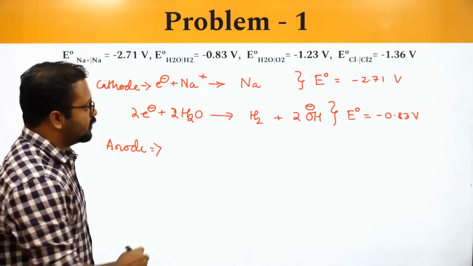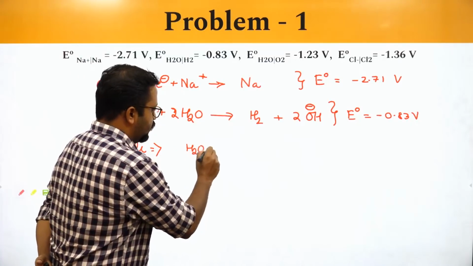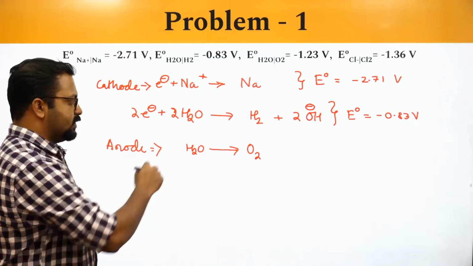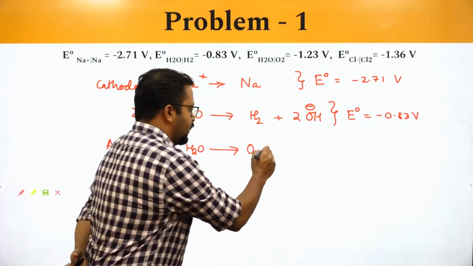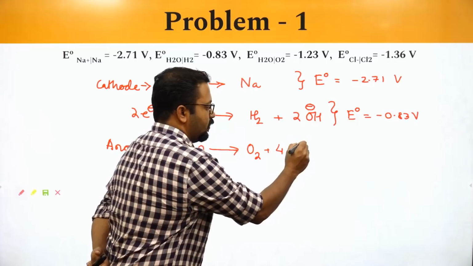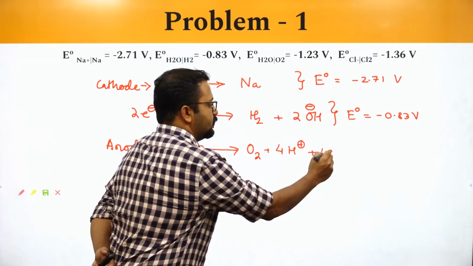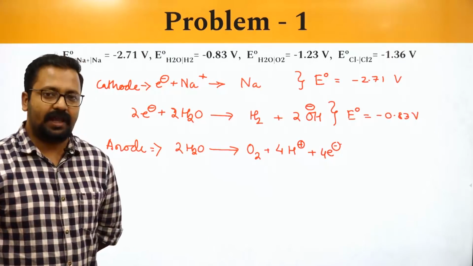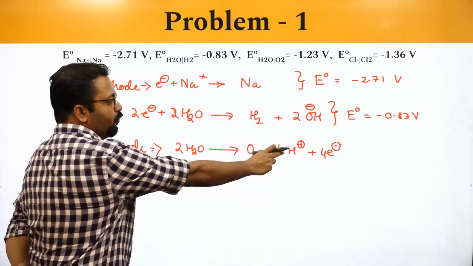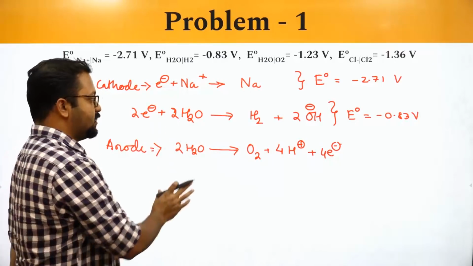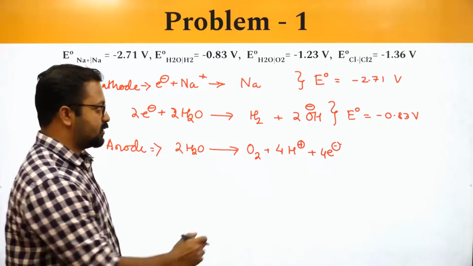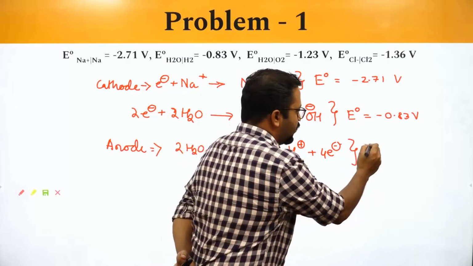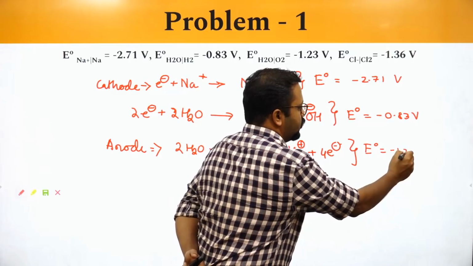The first reaction is H2O, which is trying to convert into O2. This is how the reaction takes place: H2O to O2, 4H plus, 4 electrons. Try to remember these two reactions. For this H2O conversion into O2, the E0 value is taken as minus 1.23.